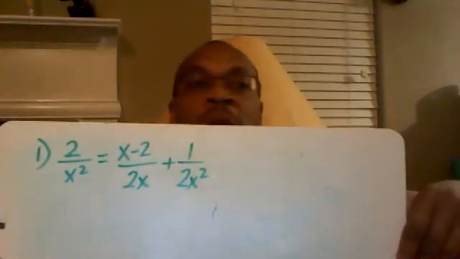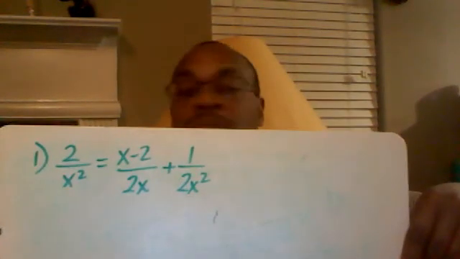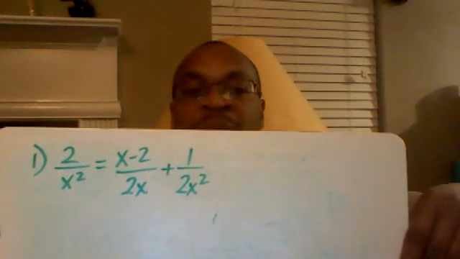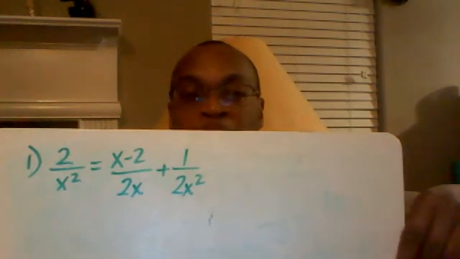Alright, I'm only doing 4 examples on how to solve rational equations. This will be my first example. Problem number 1. So you got 2 over x squared equals x minus 2 over 2x plus 1 over 2x squared.